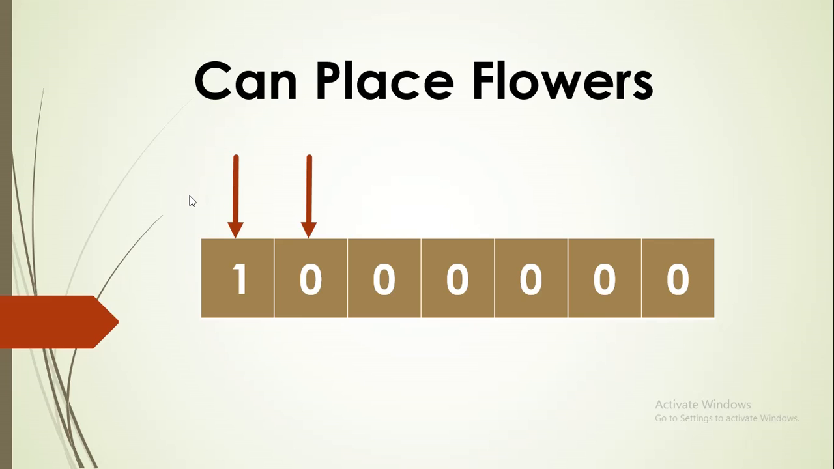And the left one, as you see, is already occupied, so we cannot plant here. So we need to move to the next position. Then again check the adjacent positions. Both are empty, so we can go ahead and plant here.